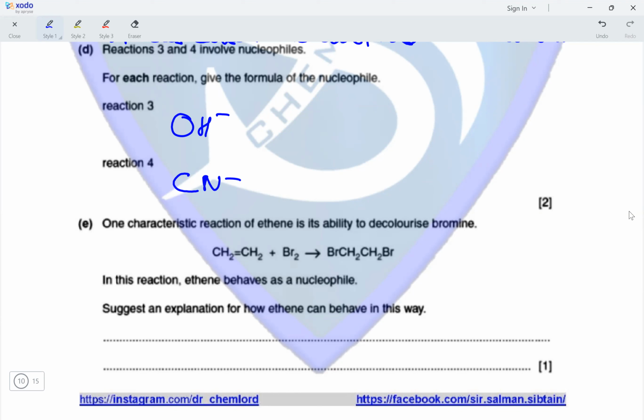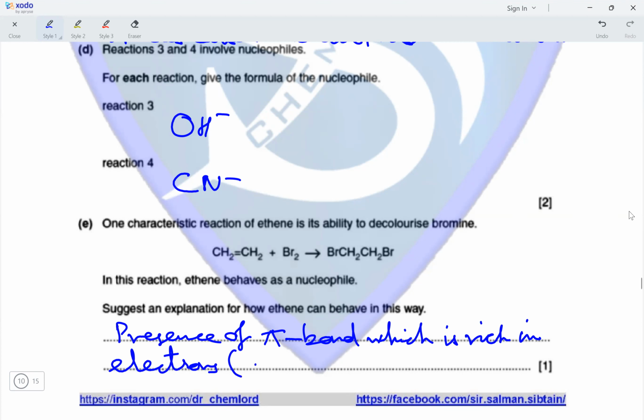So ethene can behave as a nucleophile because of the presence of the pi bond, which is rich in electrons. They are present above and below the plane of the two nuclei of carbon. So, since electrons are present above and below the plane of the nuclei of the two carbon atoms, the double bond is rich in electrons. So, because of the double bond, and the pi bond of the double bond to be very specific, ethene can behave as a nucleophile.